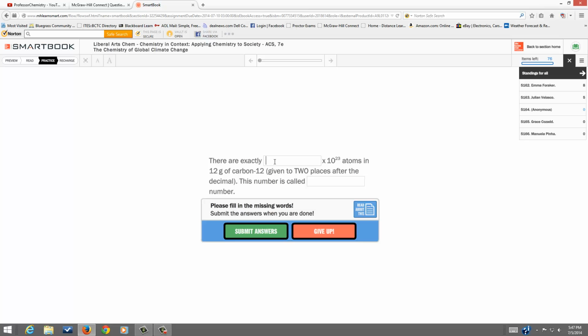So this is where I see some students miss this. It says given to two places after the decimal. So two places after the decimal, I'm going to put in 6.02. That's two places after the decimal. The 0 and 2 are after the decimal. And then down here, what's it called? Avogadro. Avogadro's number. So we have the number to two places after the decimal, we have Avogadro's number, and we're going to submit our answer.